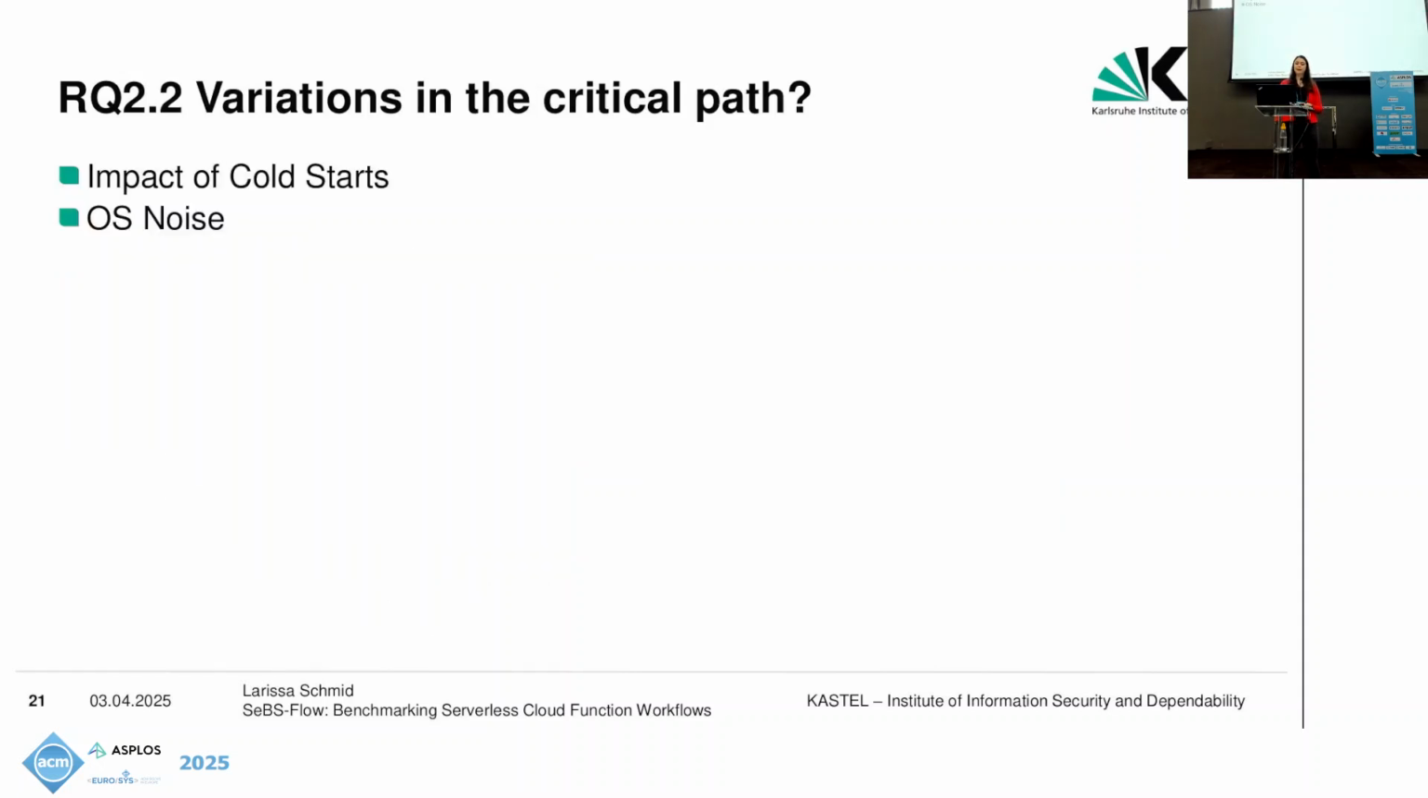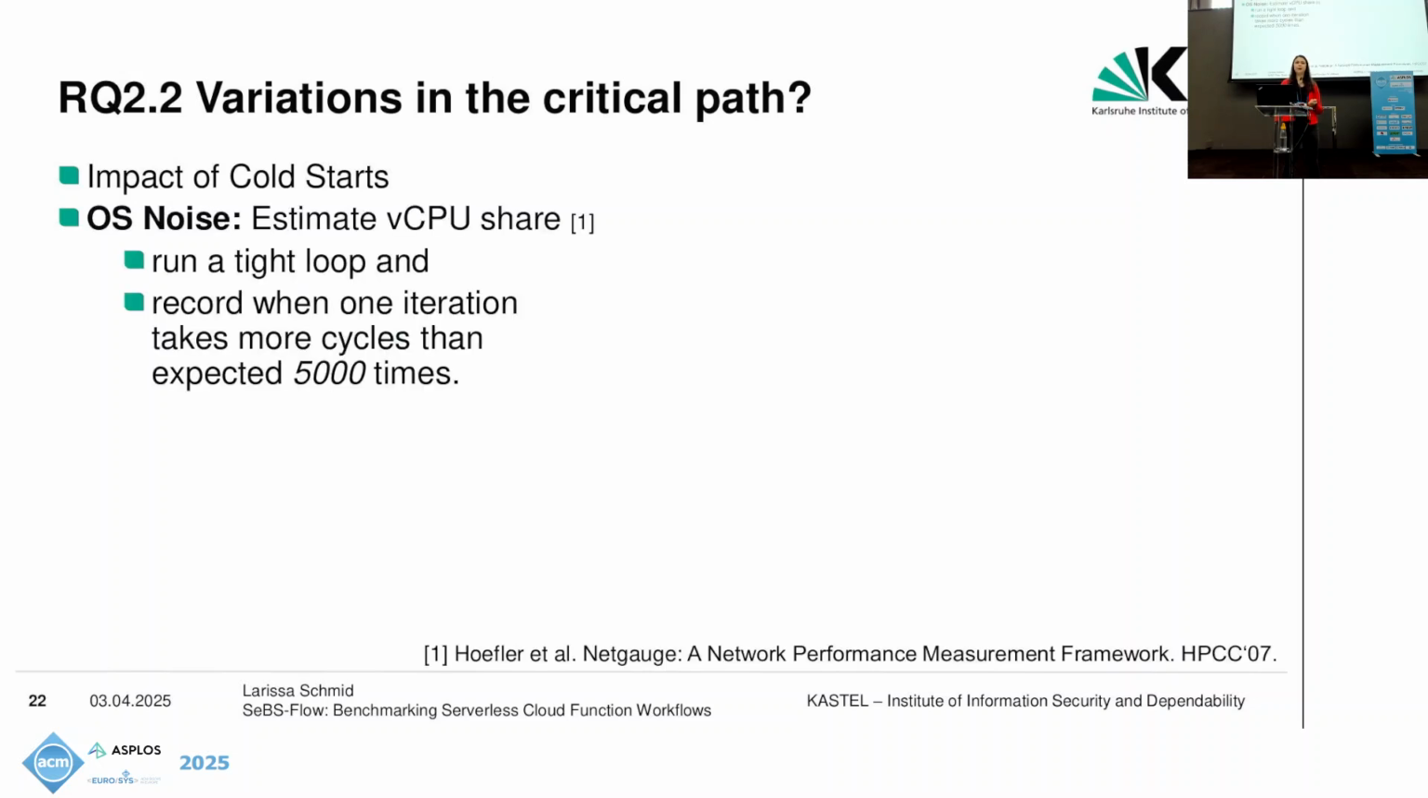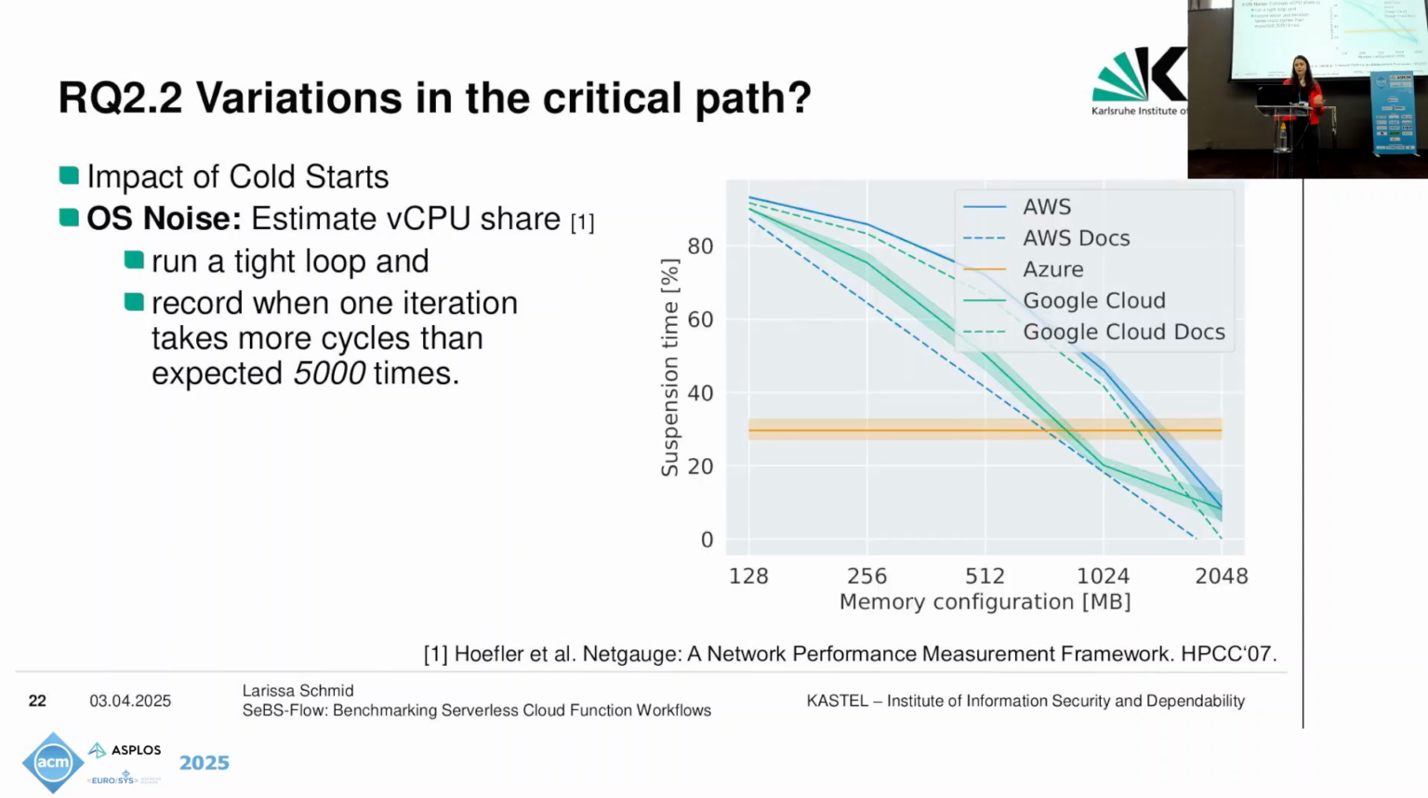Looking at the variations in the critical path, we examined the impact of cold starts and also the impact of OS noise, where I will now only go into detail on the latter. We estimate the vCPU share by running a very tight loop and recording when one iteration takes more cycles than expected, 5,000 times. We can see the results here, with the memory configuration on the x-axis and the suspension time on the y-axis. We also notice that we just have a flat line for Azure, as the memory there is not configurable by the user. It's allocated by Azure automatically.